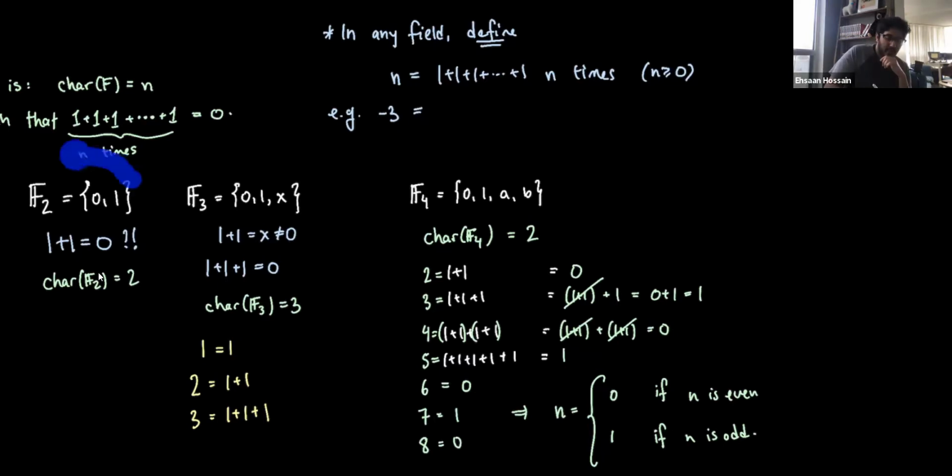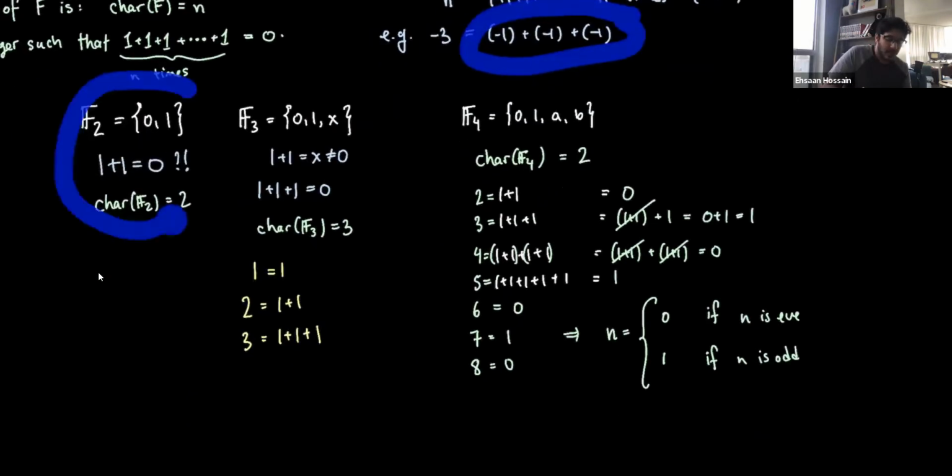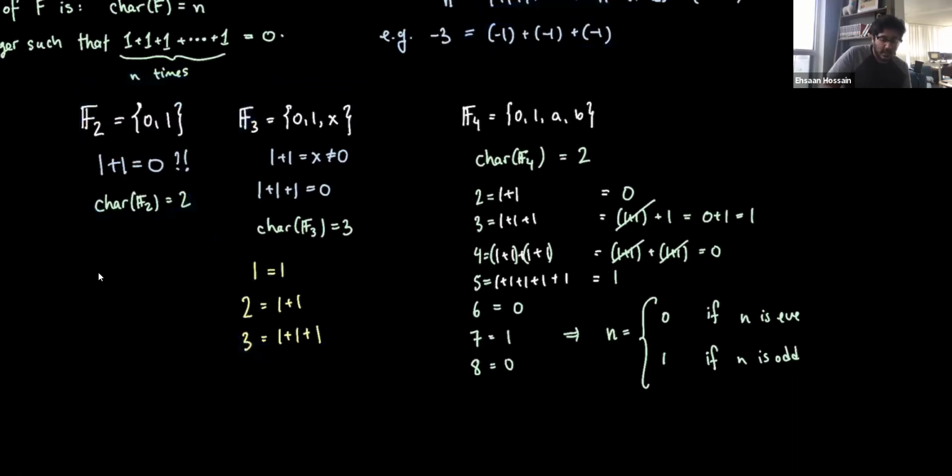It looks like F2 doesn't have any element -3, but I can define it and point out that -3 is one of these two elements. Which one is it? Ah, good. Alan got it. -1 plus -1 plus -1. See? You can define -3 to be the sum of three -1s. So F2 does have a -3 in it. F3 has a -3 in it. It's just not clear which one of these three elements is equal to -3. And -1 is also an element.